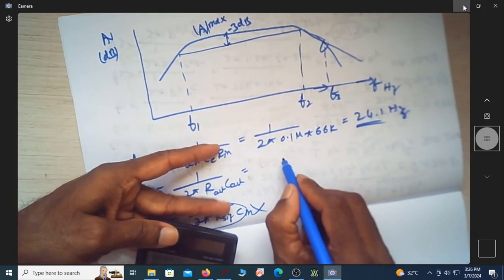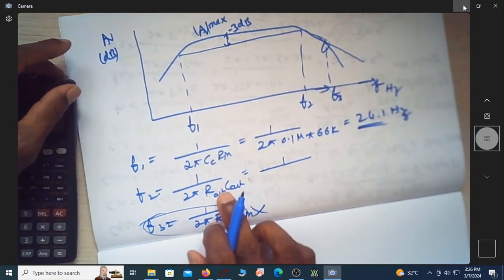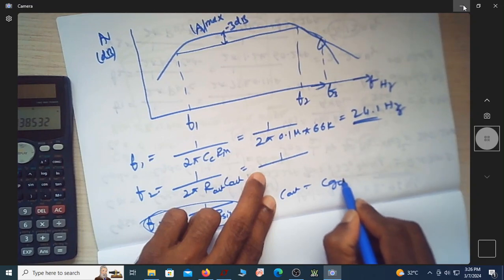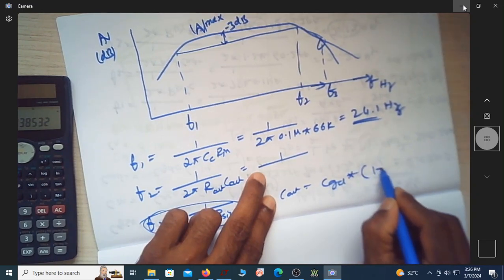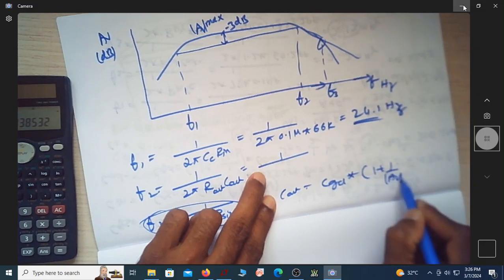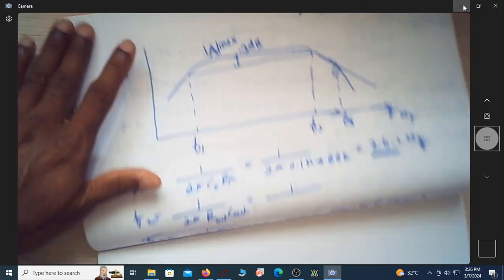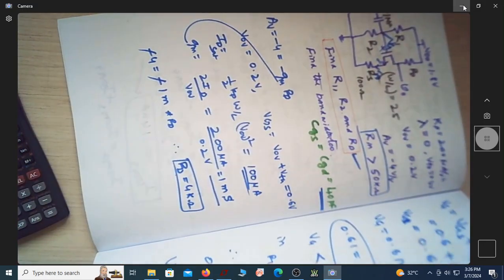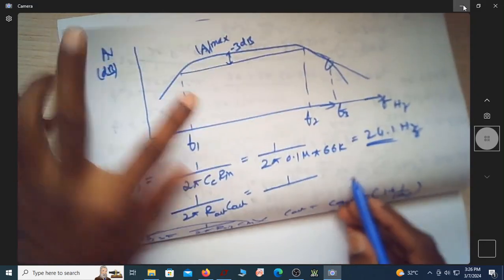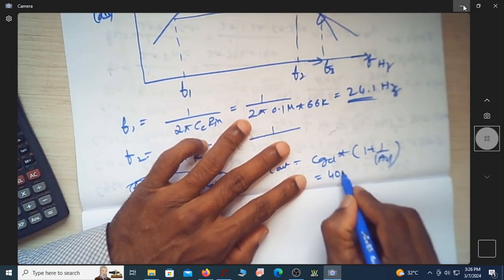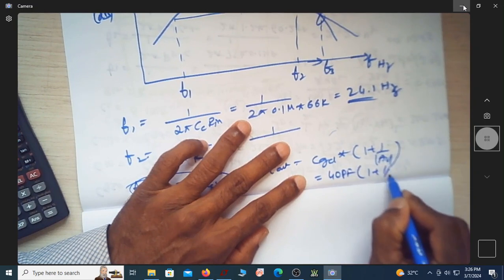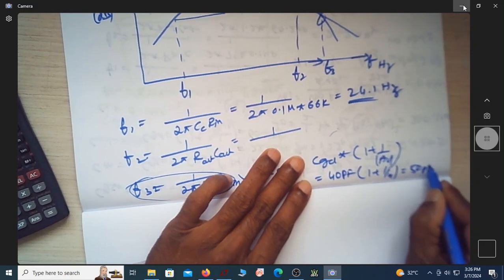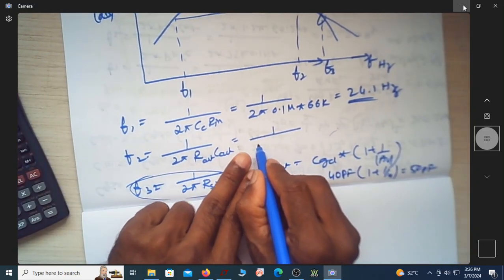What is F2? So actually we need to find out C out. So what is C out here, friend? C out is CGD into 1 plus 1 over AV magnitude. So what is actually AV? We found, of course, AV given is 4. How much is CGD given in farads? It is given as 40 picofarad. It is 40 picofarad into 1 plus 1 by 4. It is 1.25, that is 50 picofarad. So let me find out this.